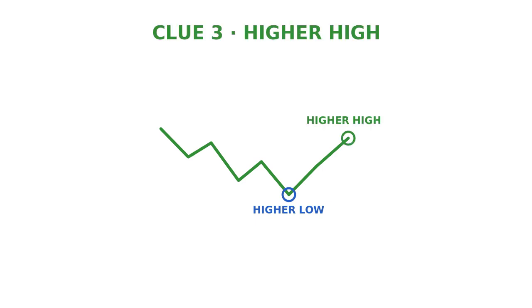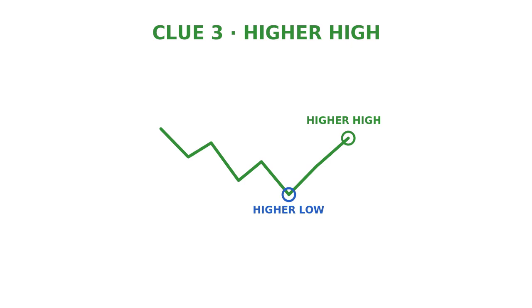Clue 3. A higher high. The price then rallies up and pushes past its most recent peak, a level it could not break during the downtrend. Now we have the opposite of where we started, a higher low followed by a higher high. The very definition of an uptrend has begun to form. The character of the chart has flipped.